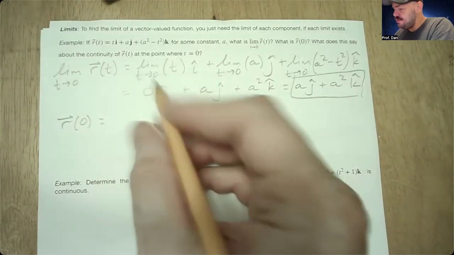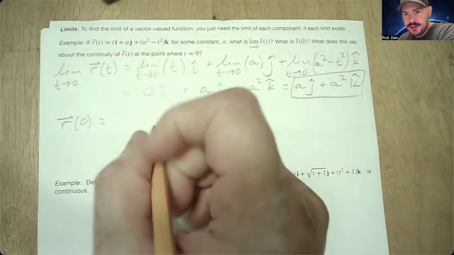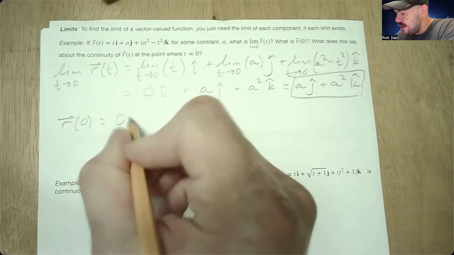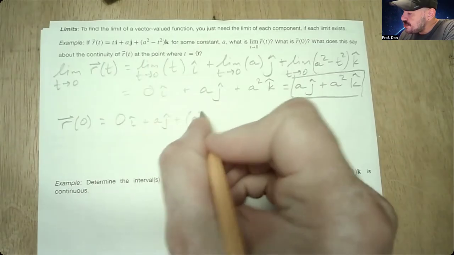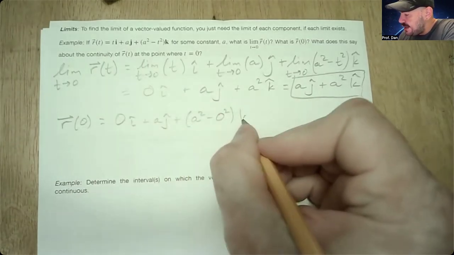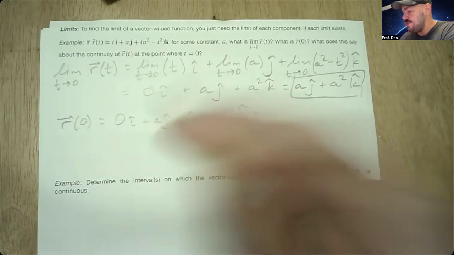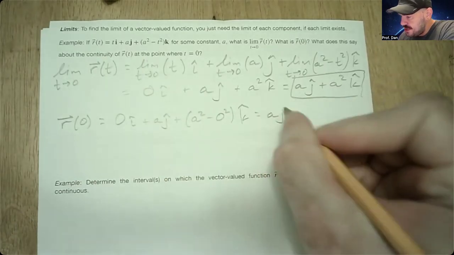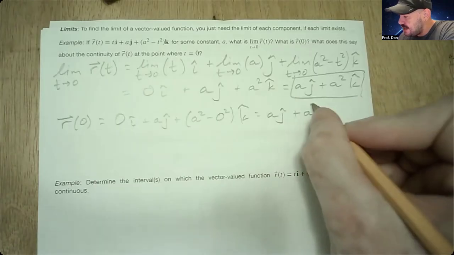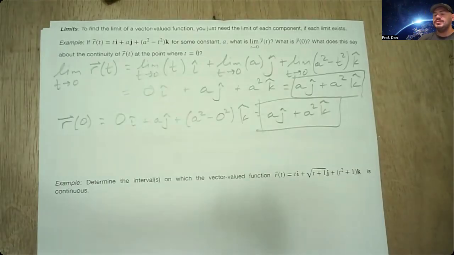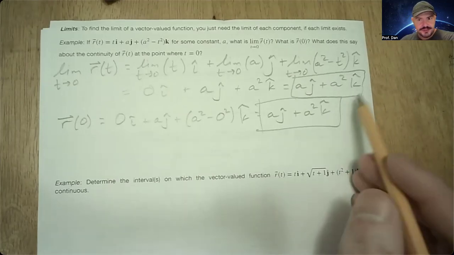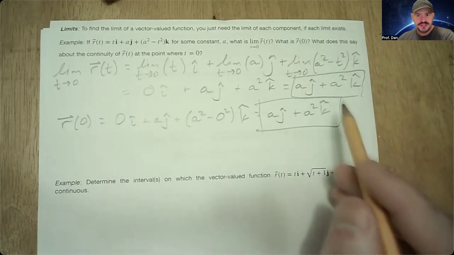So for this one, I'm literally just plugging 0 in anywhere that I see t. So 0i plus aj plus a squared minus 0 squared k. Remember, we don't write the zeros, so this ends up just being aj plus a squared k. Okay, now what do we notice about the limit and r of 0? You should notice that they are exactly the same in this case. Remember, that's not always true, but in this case it is.